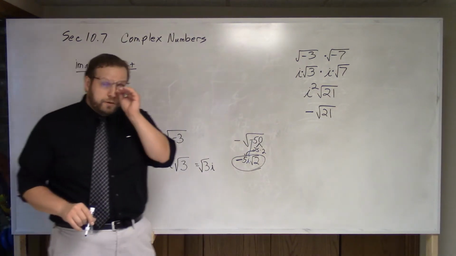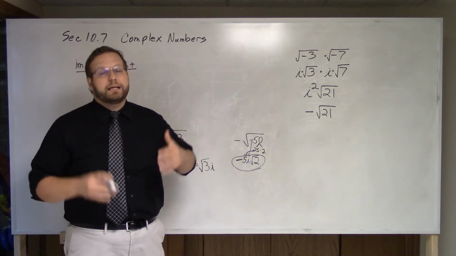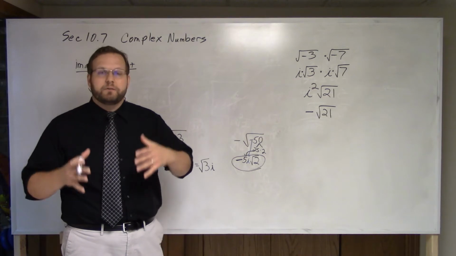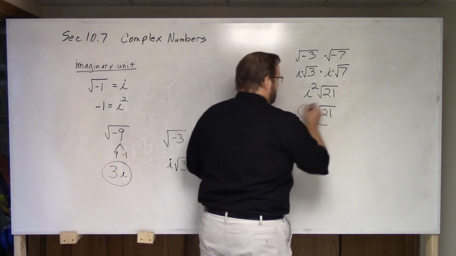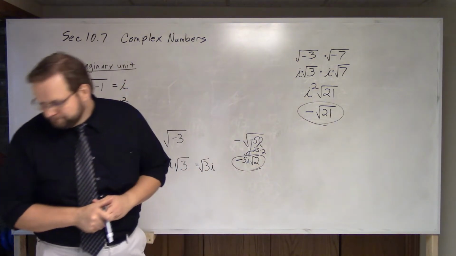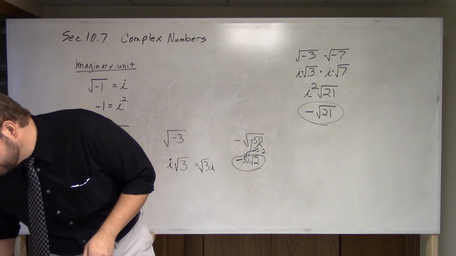Again, if we just did the product rule, we would have gotten that square root of 21, but we would be missing that negative. And that's a big difference. So be careful and break it down as it should be. And there's your final answer. How about something like this?